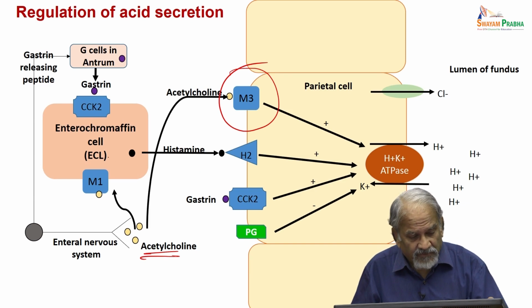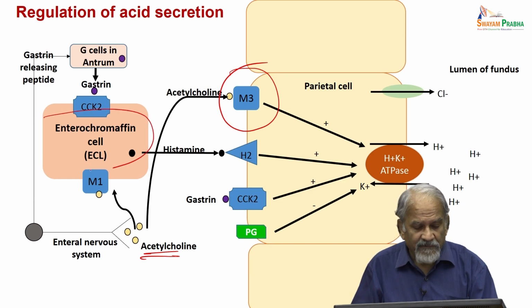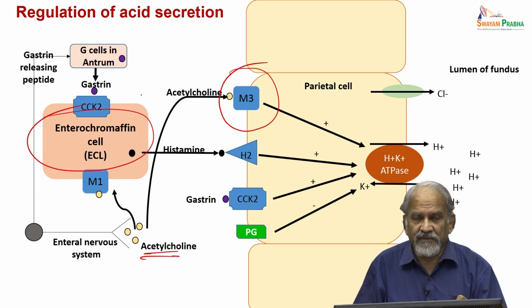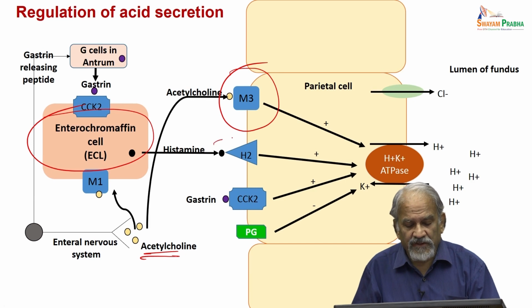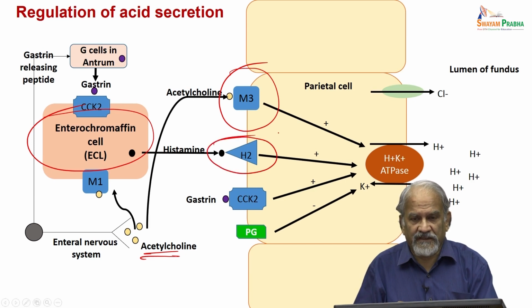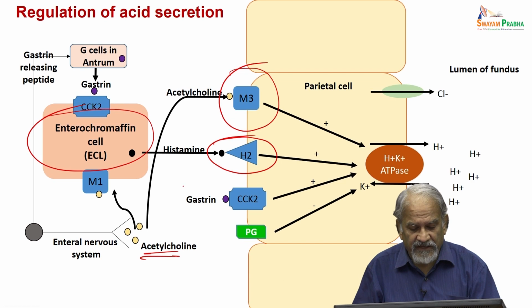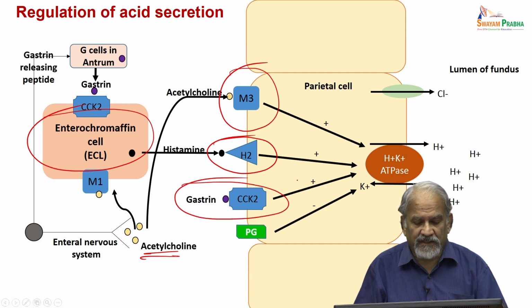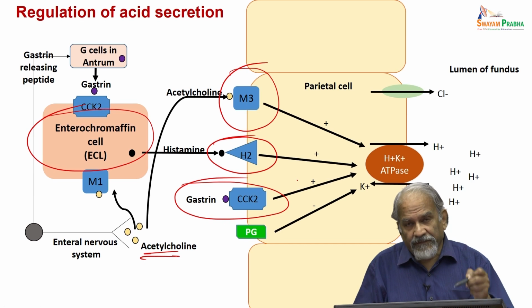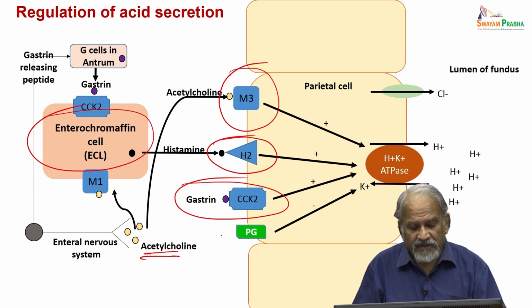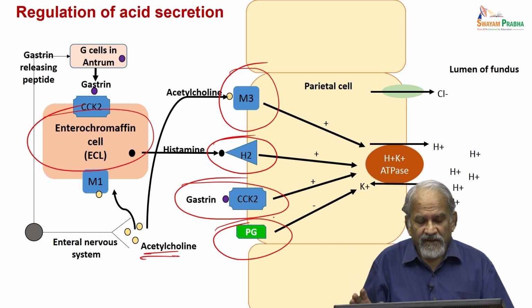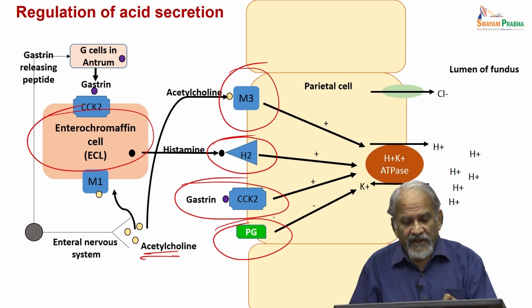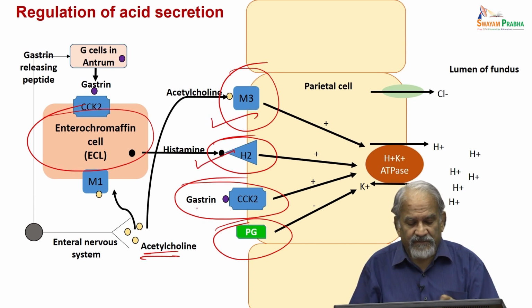the another enterochromaffin cell will stimulate histaminergic receptor, that is H2 receptor. So, histamine H2 receptors also get stimulated, the CCK2 receptor also gets stimulated, and as a defense also the prostaglandin gets stimulated. Now, you see the balance. There are three things: M3 receptors, histamine H2 receptors, cholecystokinin receptors.